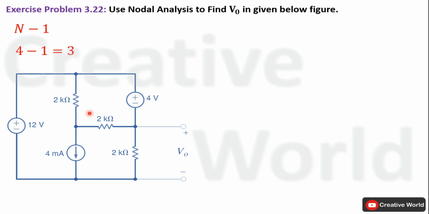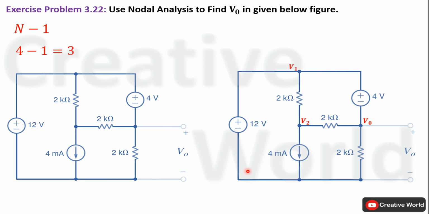In the next step we have to label all unknown non-reference node voltages. This node is considered as the reference or ground node. The other 3 non-reference node voltages are labeled as V1, V2 and V0. Voltage on this node, which is labeled as V0, will be appearing across this 2 kilo ohm resistance with respect to the reference or ground node. So whatever the value of voltage will be on this node, the same voltage will be appearing across this 2 kilo ohm resistance as well. That's why we have taken this node voltage as V0.